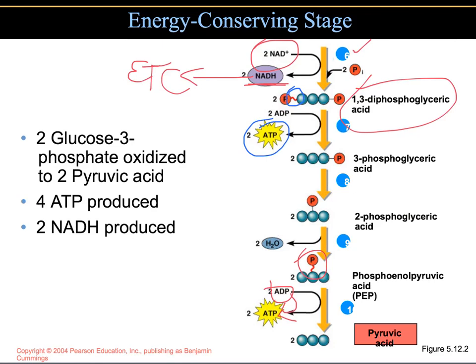This now leaves us with a 3-carbon molecule that we call pyruvic acid. After glucose is broken into pyruvic acid, the pyruvic acid can be channeled into either fermentation or into the next step of cellular respiration.